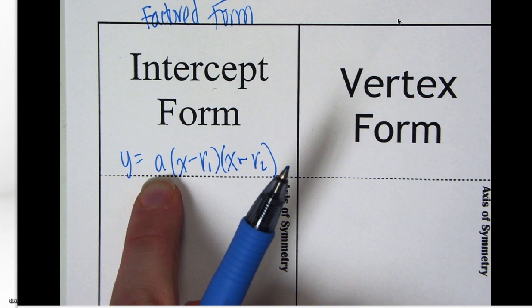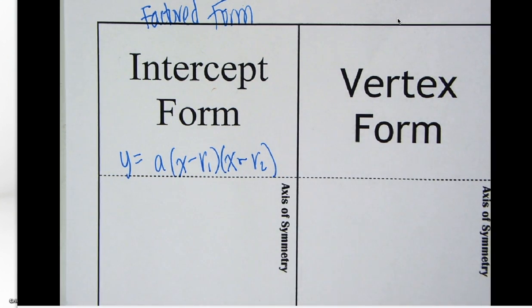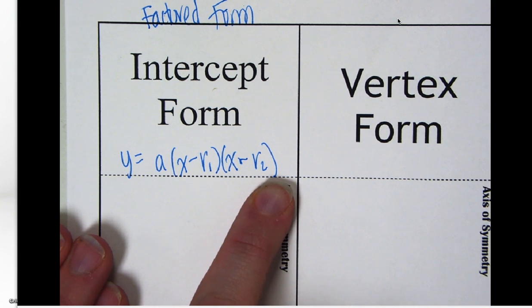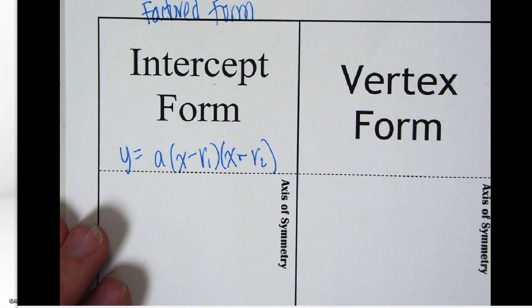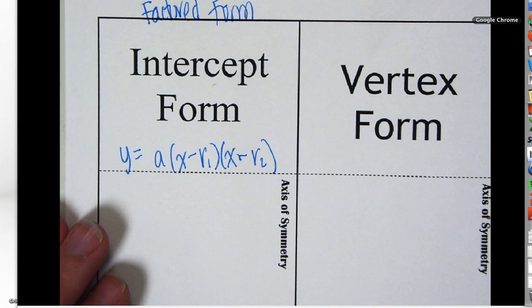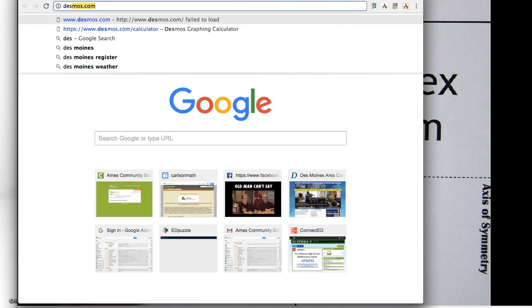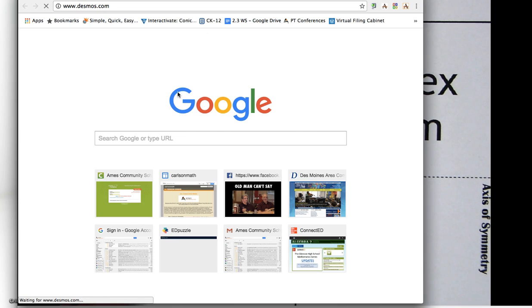And then a, as we talked about in class, is like some stretch factor. So we're going to start with looking at some different graphs of quadratics in factored form and see if we can pick out some key features. So we're going to do that with Desmos. Hopefully internet is working.